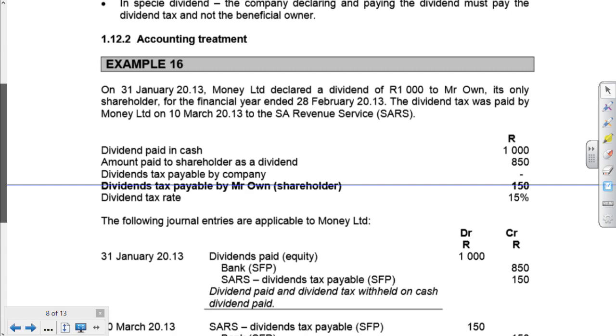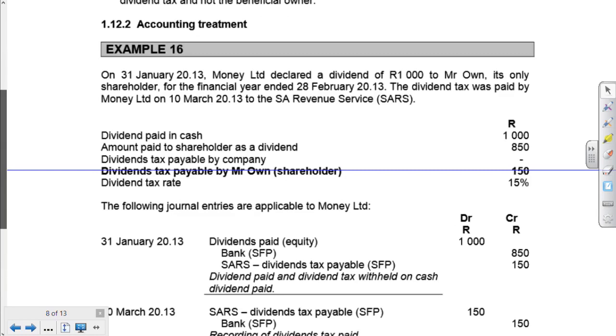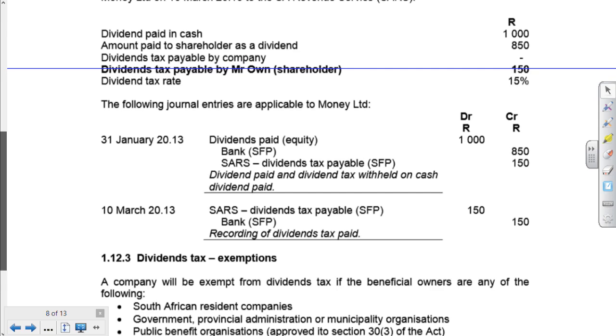So when we look at what happened, if you look at the journal, we paid the dividend to the shareholder, but the dividends tax was only paid to SARS in March, a month later. So as at the 31st of January, we have dividends paid coming out of retained earnings, 1,000. We have a bank entry of 850 when we paid the shareholder, and we have a SARS payable for the dividends tax of 150. Then in March, when we pay SARS, we debit that payable and credit bank.